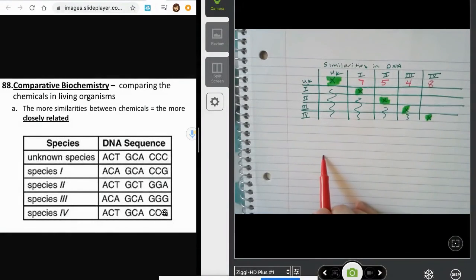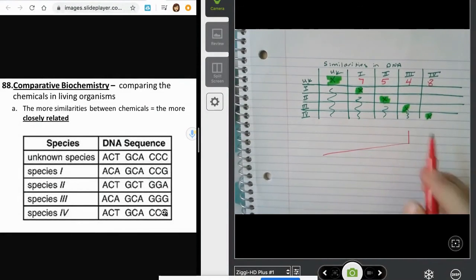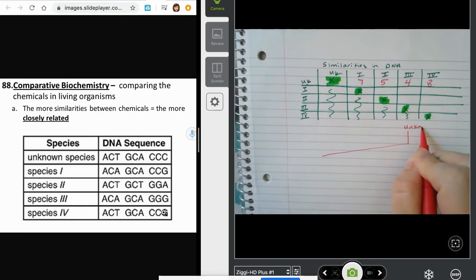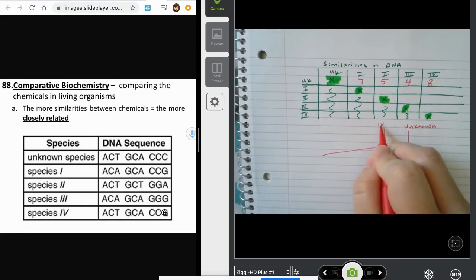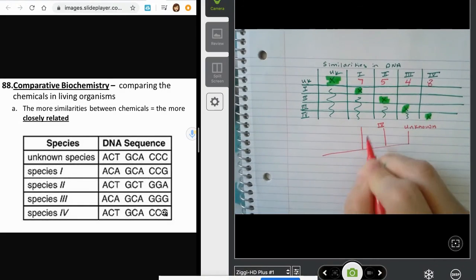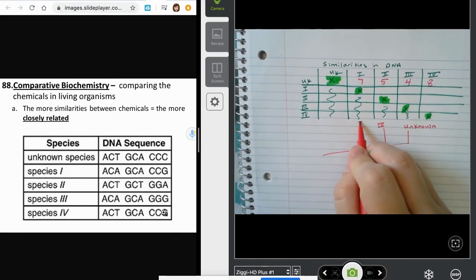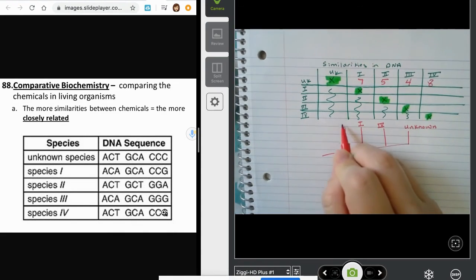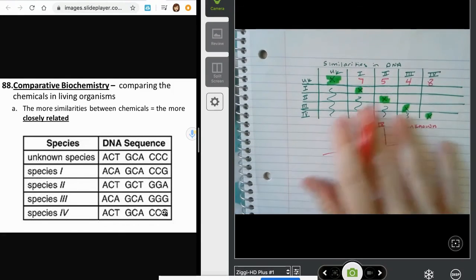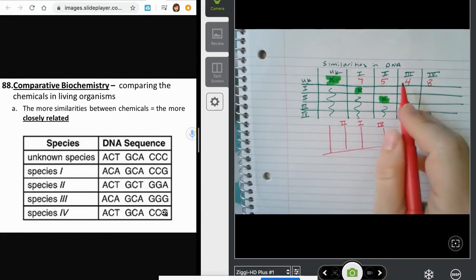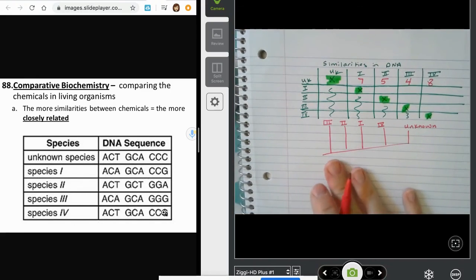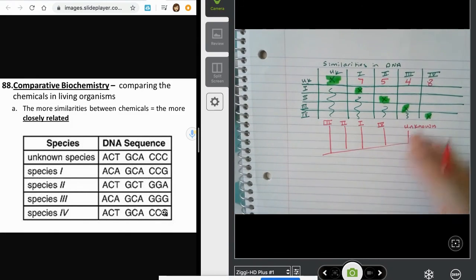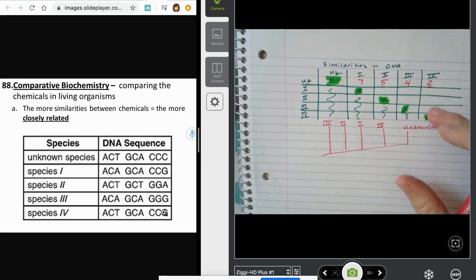So I can make a cladogram like this, and I can put my unknown right here. This is who I'm comparing it to. It has the most similarities with species 4, the second most with species 1, the third most with species 2, and based off of their DNA, it is the least related to species 3. So you use the DNA evidence to create a cladogram. Sometimes you can make one just with the top row, fine. Sometimes you'll have to fill out the additional rows down here.